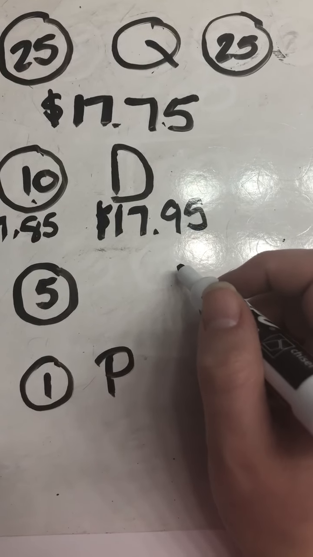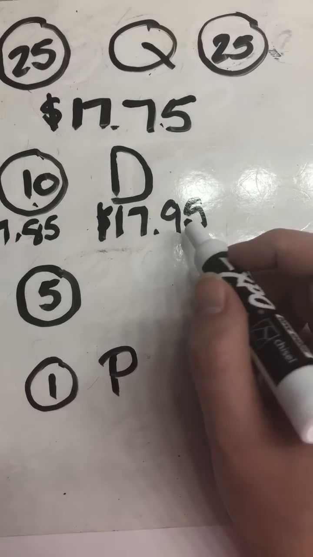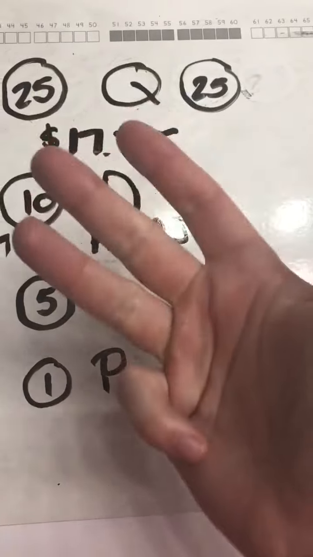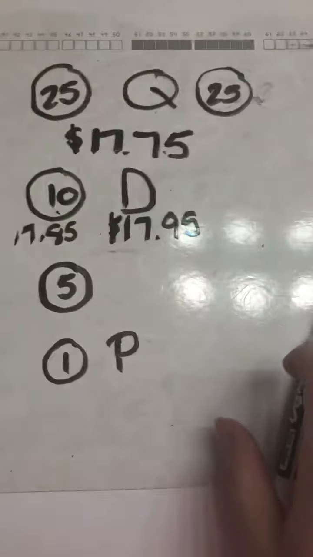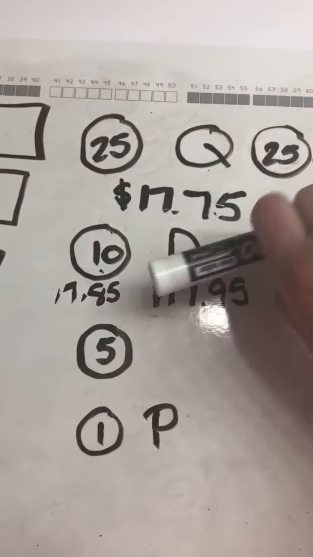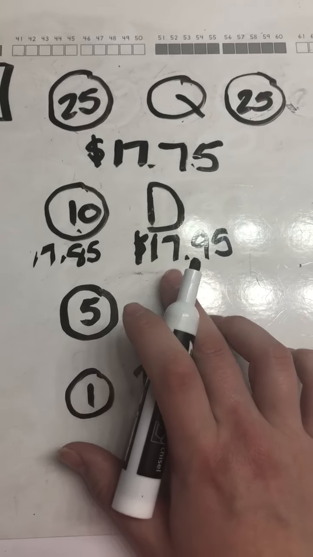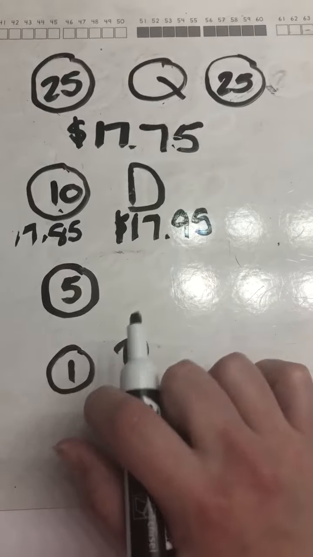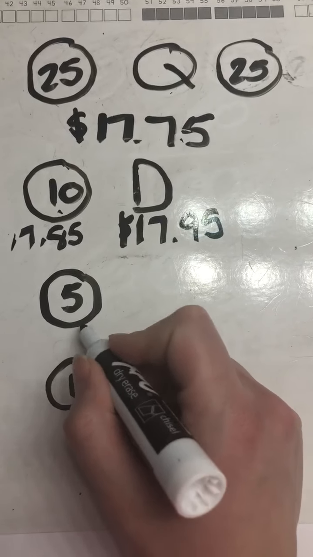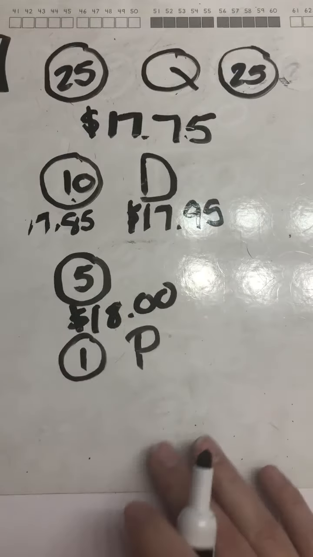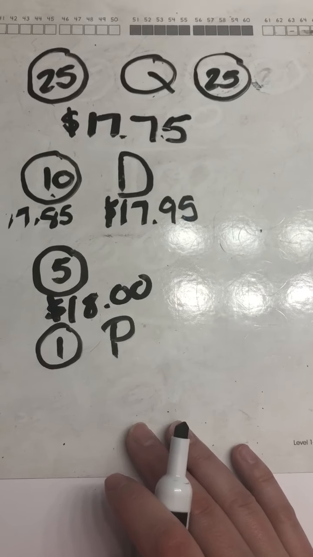Now I have a nickel that's worth 5. What is 95 plus 5? You're right if you say it's 100. 95, 96, 97, 98, 99, 100. Okay? We know if we have 100 cents, what happens? We go up $1. So what is 17 plus 1? 18. So with our nickels, we have $18 now.